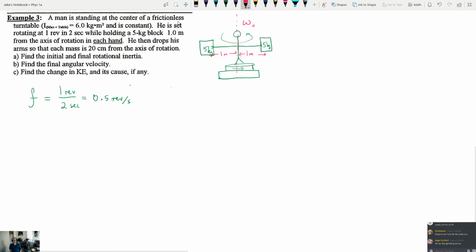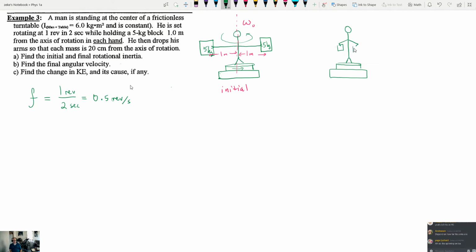But okay, this is our initial position right here. And then he drops his arms so that each mass is 20 centimeters from the axis of rotation. So we'll draw this again and just move his arms in. We've got our turntable down here, and we've got our person standing on it. Now the difference is that he's going to pull his arms in. So I'll draw it like this. We'll say he's holding the masses like this, and like this. The same masses.